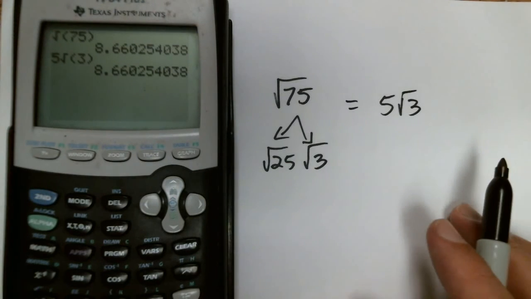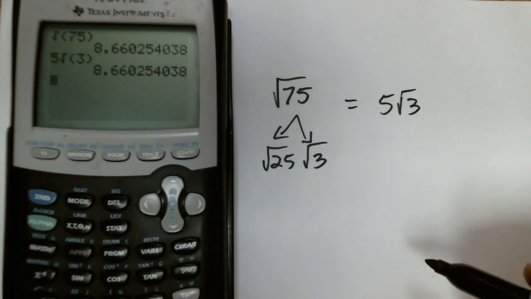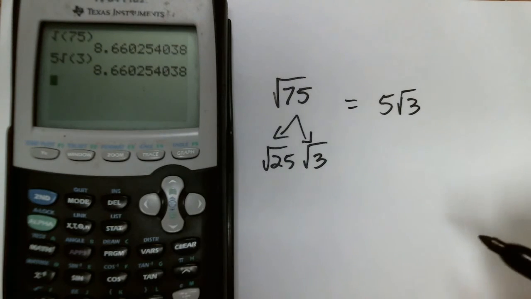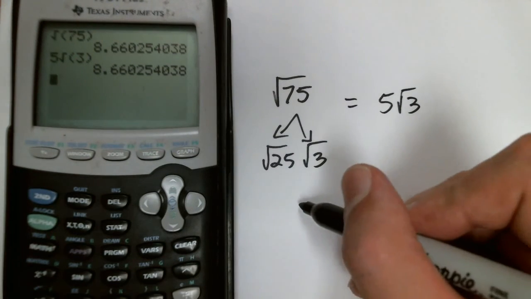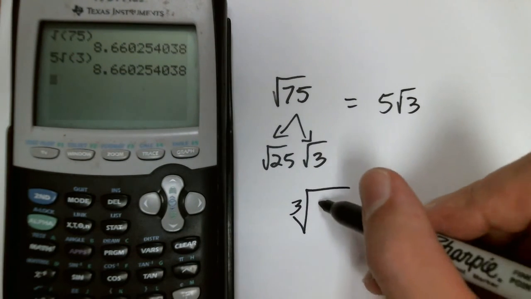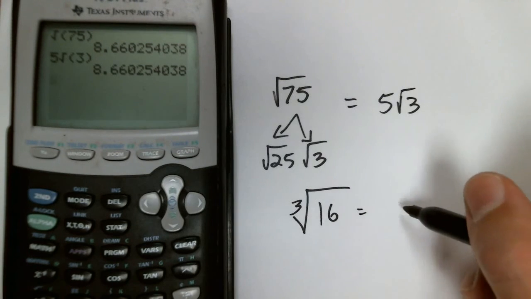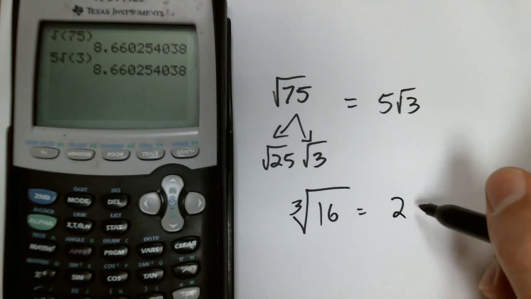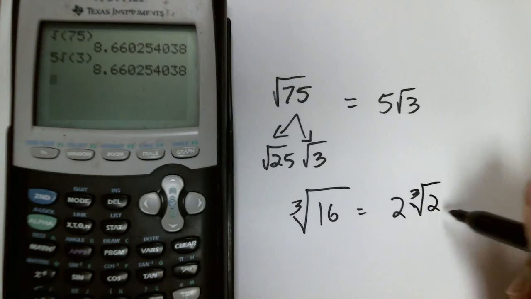Okay, what if I have, let's say I have a cube root, something like this. Let's say I have the cube root of, say, 16, and we think that that is equivalent to 2 times the cube root of 2.